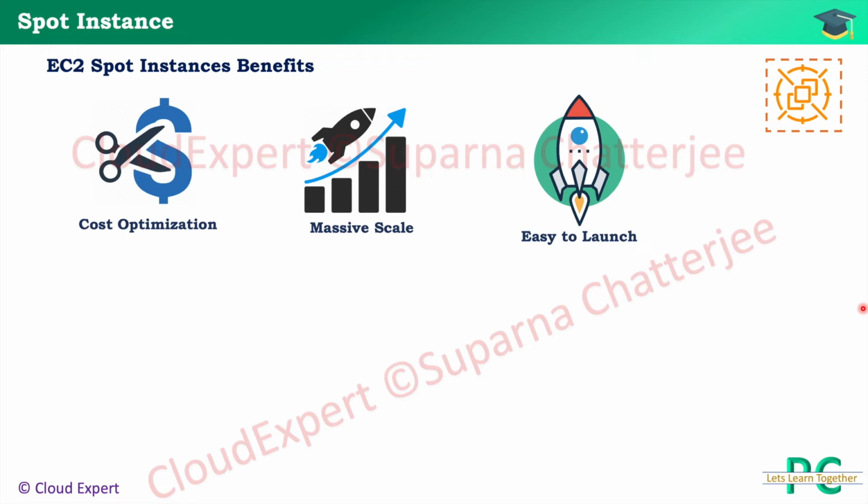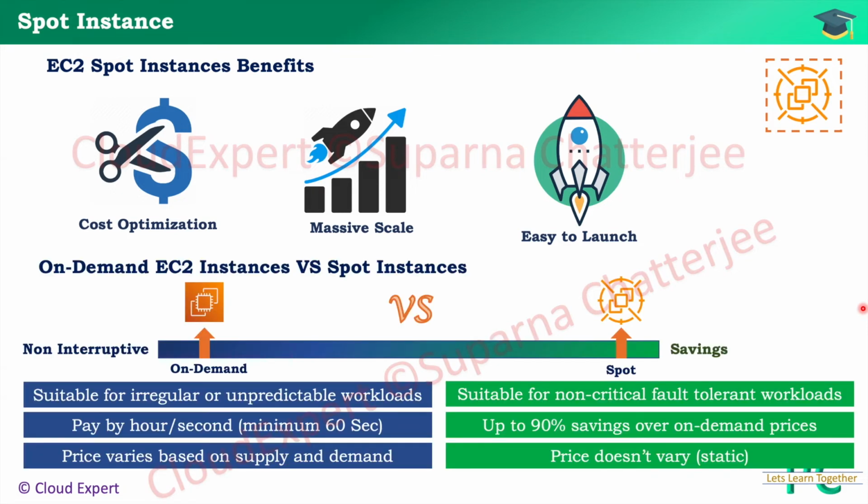And third, easy to use. Spot instances may be easily launched, scaled, and managed using AWS services like EC2 Auto Scaling and ECS. Also, you can integrate with third-party tools like Terraform or Jenkins. Now let's compare on-demand instance versus spot instance.